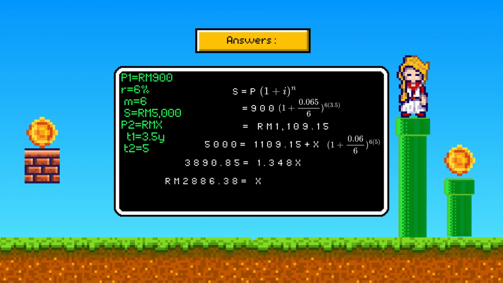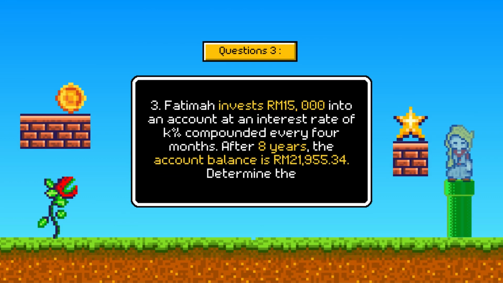On the left side, here is the information from the question that we need to use. The formula we use is the same as the first question: S equals P open bracket 1 plus i close bracket to the power of n. You just need to put the given values into the formula. So, the value of the second deposit is 2,886.38 ringgit.